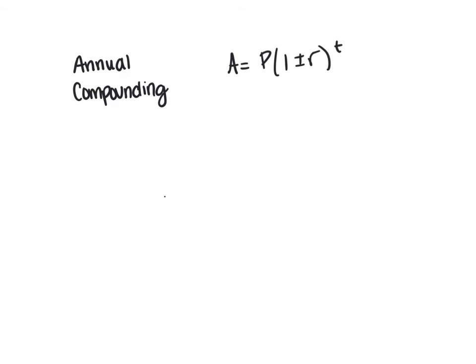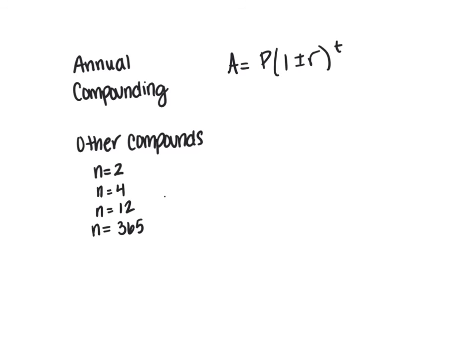So just a quick little recap if you want to write down some information. We have a formula that we use if we have annual compounding. And this one's also used for like depreciation as well. A equals P, 1 plus or minus R to the T power. Then we have other types of compounds. So if N was, say, semi-annual, that would be 2. N would be quarterly, would be 4. Monthly would be 12. And 365 would be daily.